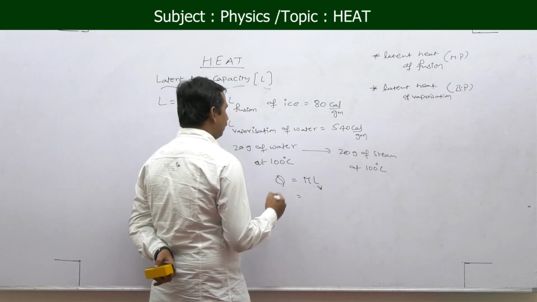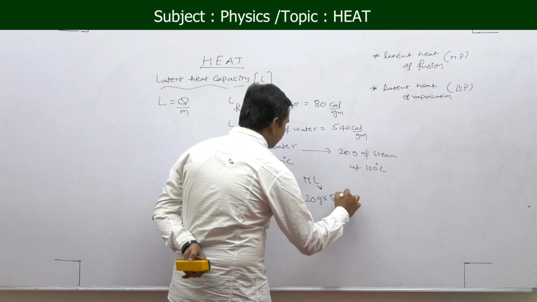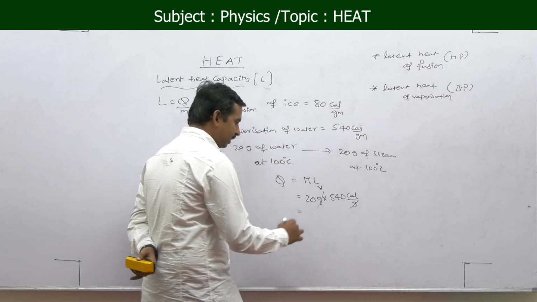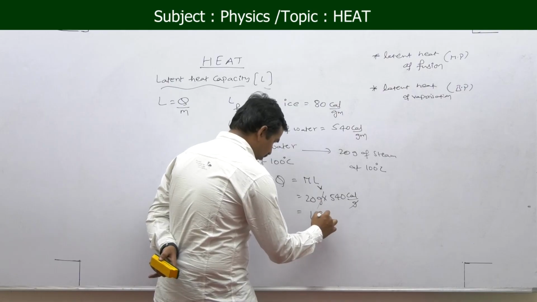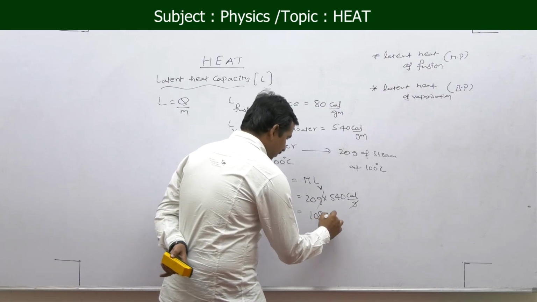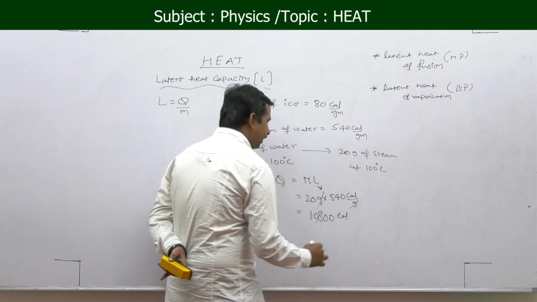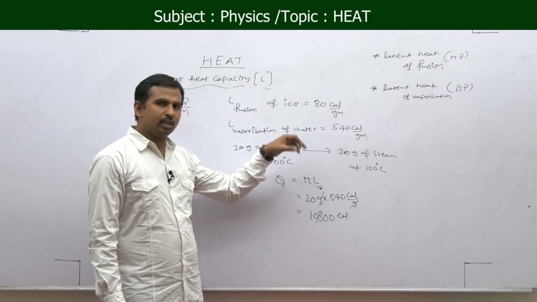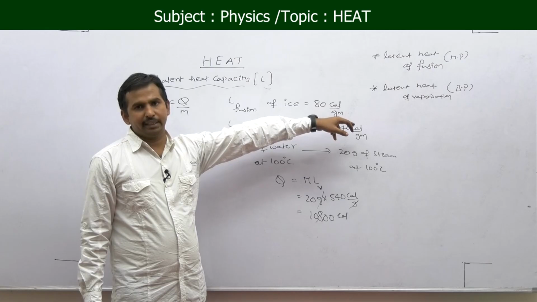Then M into L, where the mass is 20 grams and the latent heat of vaporization is 540 calories per gram. The grams get cancelled, and 54 twos are 108 and two zeros. Then how much is required is 10,800 calories. This is the amount of heat energy required by the water, which is already at 100 degrees Celsius, to become steam at 100 degrees Celsius.